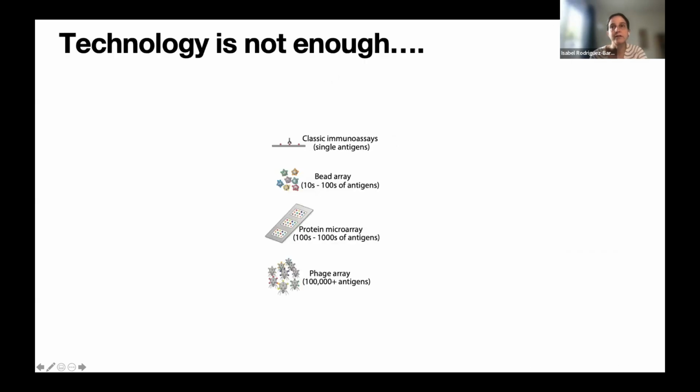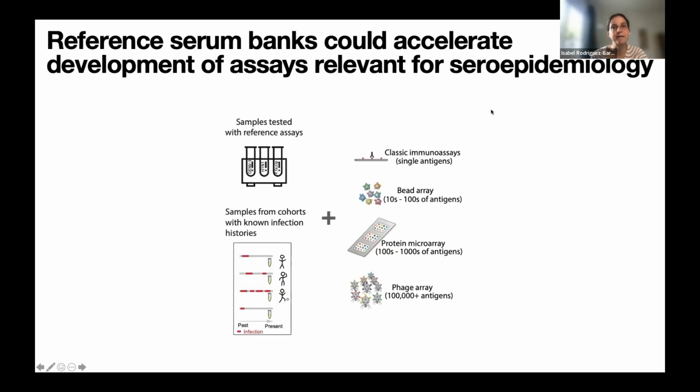So yes, technology is not enough. We really need to validate these assays for uses in seroepidemiology. And for this type of validation, we need either samples from cohorts with known infection histories, which are rare, but actually there are many cohorts studying different diseases around the world. So this would be invaluable for this type of optimization work, but also samples tested with gold standard reference assays that exist.